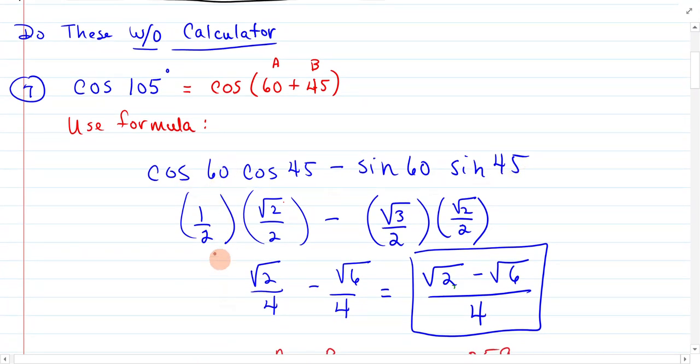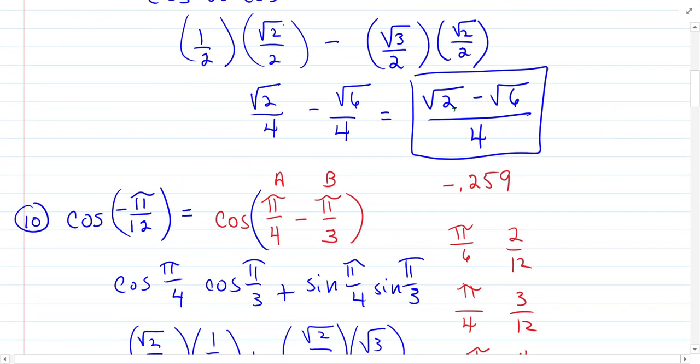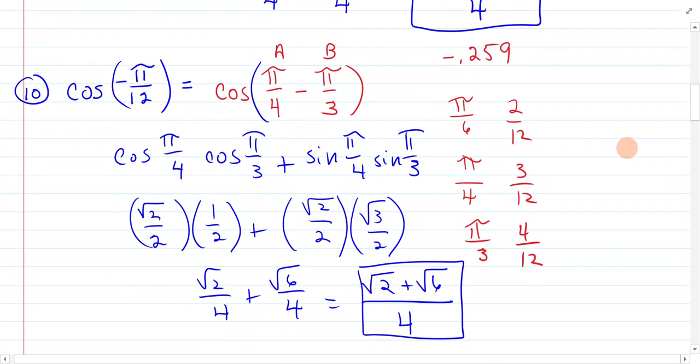So the cosine of 60 is 1/2, cosine of 45 is square root of 2 over 2, sine of 60 is square root of 3 over 2, and square root of 2 over 2 for sine 45. Then you're multiplying. You get square root of 2 over 4 minus square root of 6 over 4. They're the same denominator, so you can write your answer like that. All right, now those are not quite so hard.